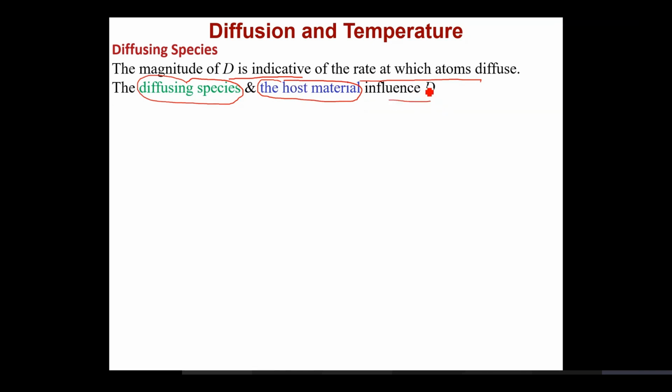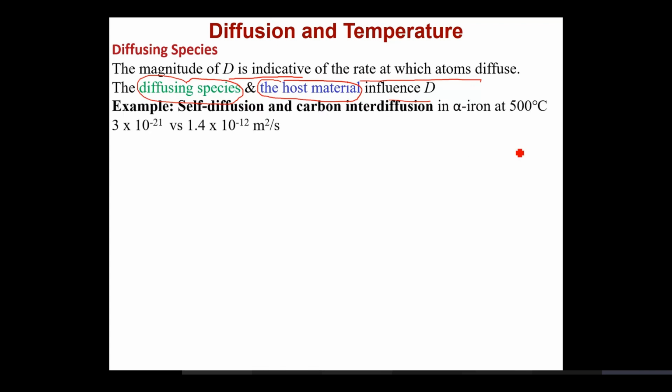Both influence D. So let's say I have two diffusion coefficients at 500 degrees centigrade. One is 3 into 10 to the power minus 21 meters square per second, and the other is 1.4 into 10 to the power minus 12 meters square per second. And I have two scenarios. One is where carbon is undergoing self diffusion, and the other is where carbon is undergoing interdiffusion in alpha iron. Which of the two diffusion coefficients would represent which mechanism? Could you identify which coefficient would represent which mechanism?